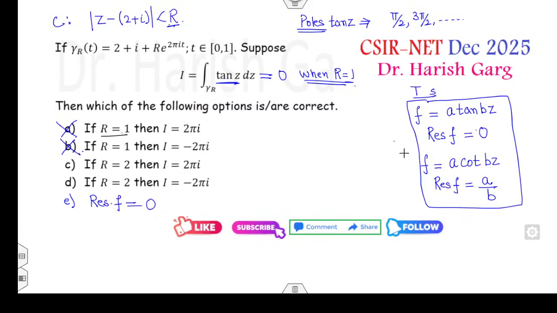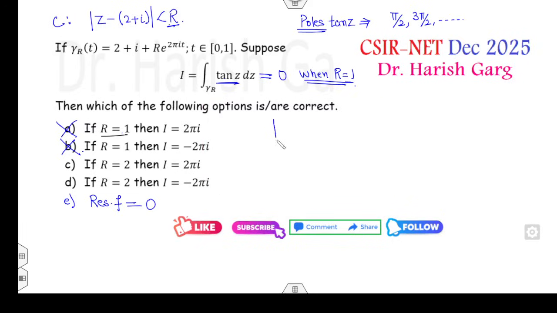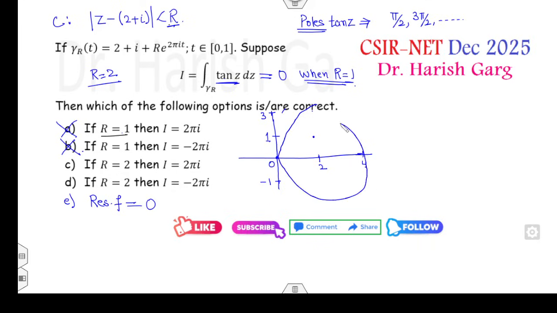Anyhow, look at the second option. When r is equal to 2, again you can draw the diagram. The center is (2, 1). Whenever r is equal to 2, the radius is 2, so it starts from 0 up to 4, and then the radius is 2, it's 2 minus 1, then it comes to 3. Yes, it passes through 0. Fine, this number is 3. Now you can check whether π/2 lies inside the circle.